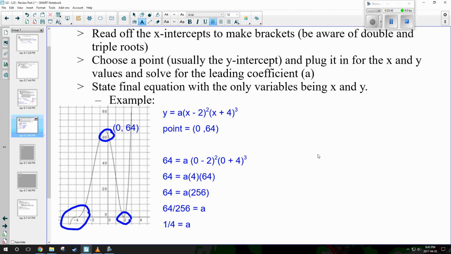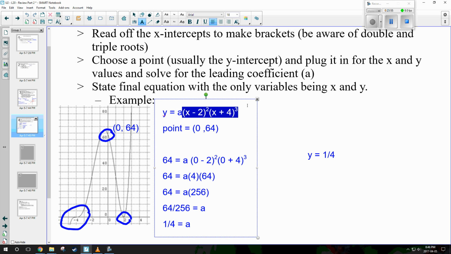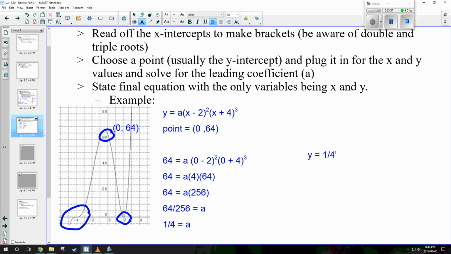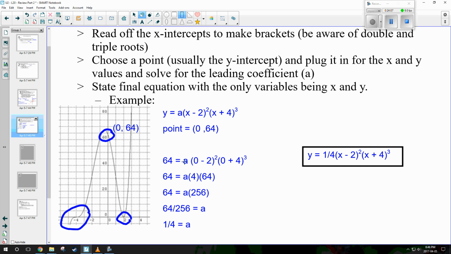Now that we've solved for a, don't forget your final statement. That's worth your 1 communication mark. It's stating your final equation. So we now have 1/4 in the a position, and the rest is the same from our brackets here. So that this here is our final answer.